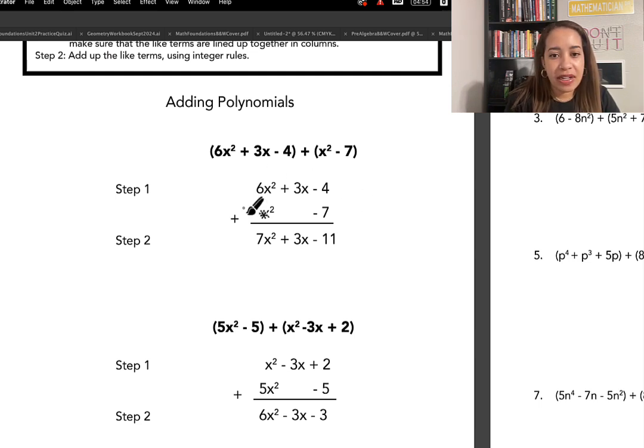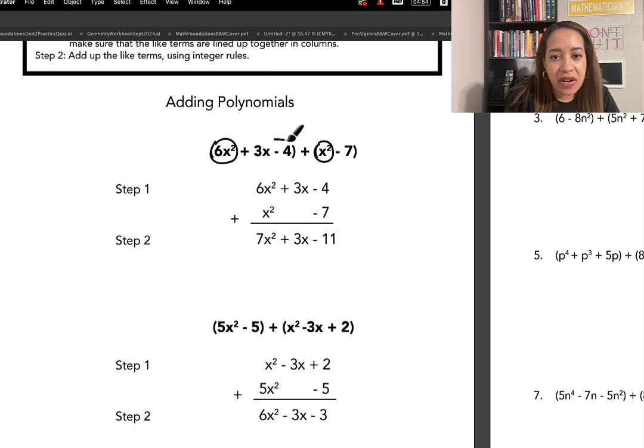So in step 1, we stack up the pieces that look alike. You might remember thinking about like terms as pieces that look similar and they have the same variable and the same exponent. So 6x squared matches with x squared. Same variable, same exponent. 3x does not have a match in our second polynomial. There are no terms that just have an x.